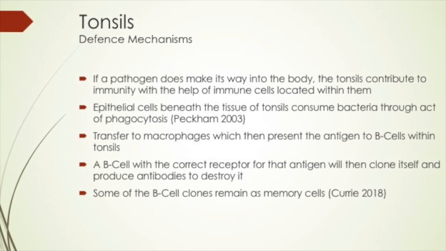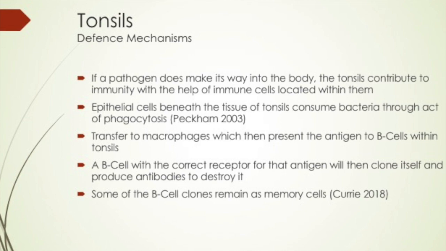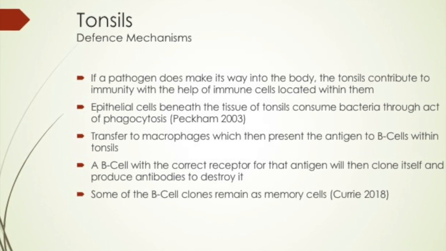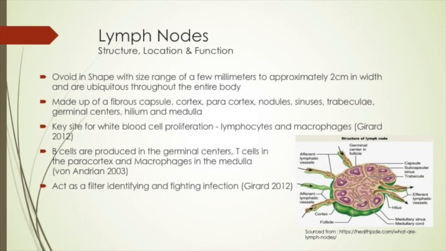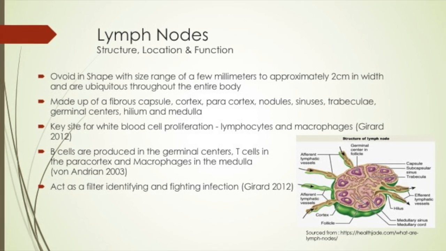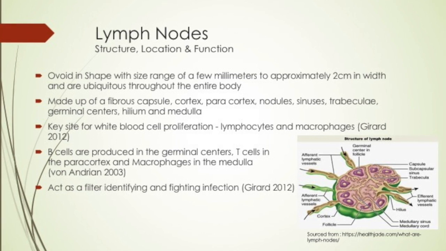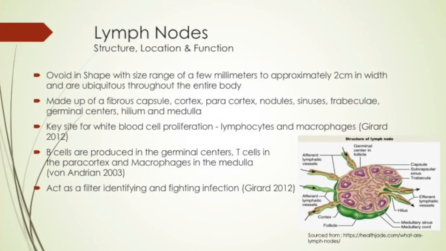Some of these cells remain as memory cells, helping to quicken the body's immune response to that particular antigen should it be exposed again, and thus aiding overall immunity. The lymph nodes are another important secondary lymph organ of the lymphatic system and play an important role in immunity. They are ovoid in shape with a size range of a few millimetres to approximately 2 centimetres in width and are found throughout the entire body.